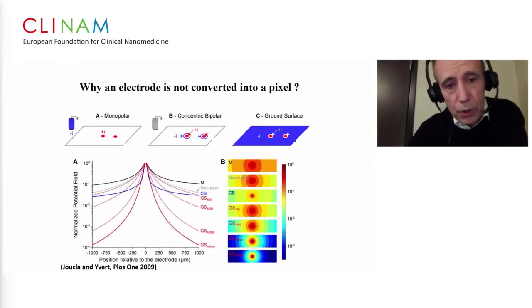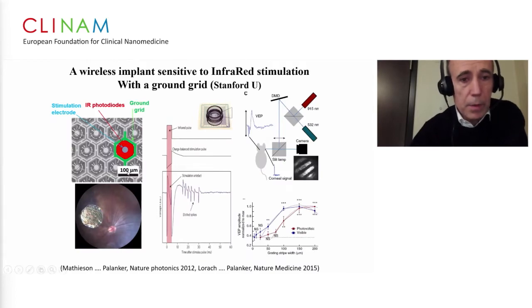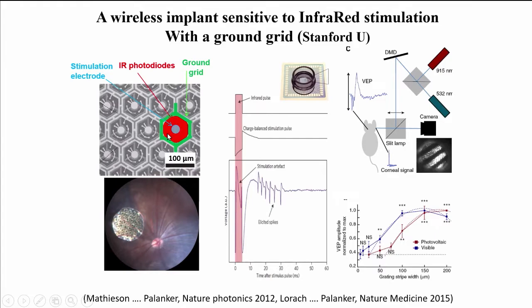But first, let me show you the recent data that we had with a new device where we have a ground grid electrode. This was designed by Daniel Palanker at Stanford. You see here the central electrode, a photodiode, in red, and in the surrounding, the green that goes all around the units is the ground grid. This system has no wire; it's just a silicon piece, and it is introduced below the retina.